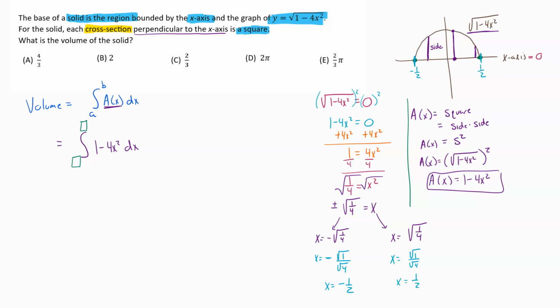Again, I don't need to know the shape of the graph. I just need to know where it runs into that x-axis. So now I can come back over here and I can put my bounds into this integral. So this is negative 1/2 to positive 1/2.